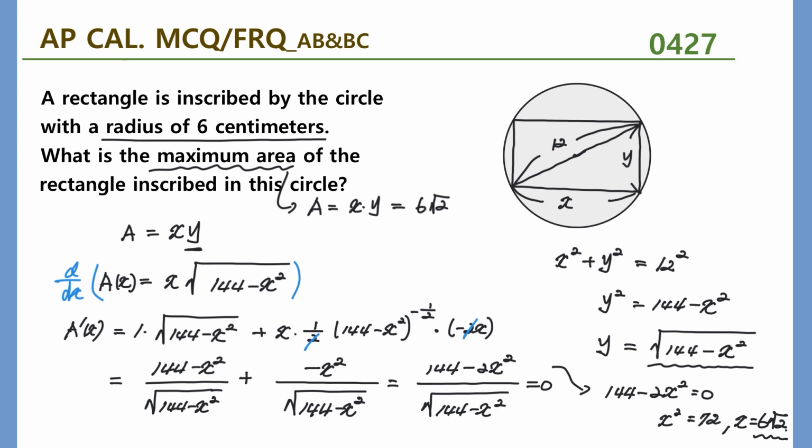Here, if we substitute 6 root 2 here, y squared is going to be 144 minus 72, right? So y squared is equal to 72, which means y is also equal to 6 root 2. So 6 root 2 times 6 root 2 gives us 6 root 2 squared. That's going to be 72. So the maximum area of the rectangle that is inscribed in this circle is equal to 72. Okay?